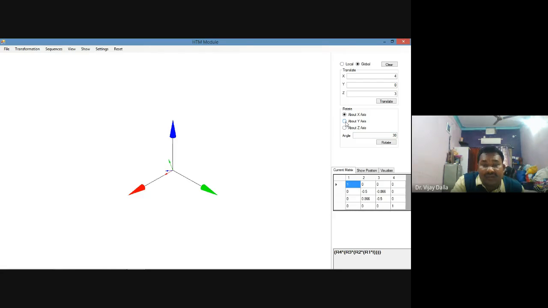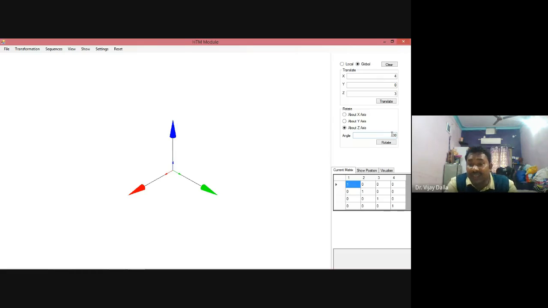Now we are resetting it. We want to know the rotation about y. So there will be rotation in the x and z axes. Again we can rotate 30 degrees. Now we are resetting and we want to visualize the rotation about the z-axis.